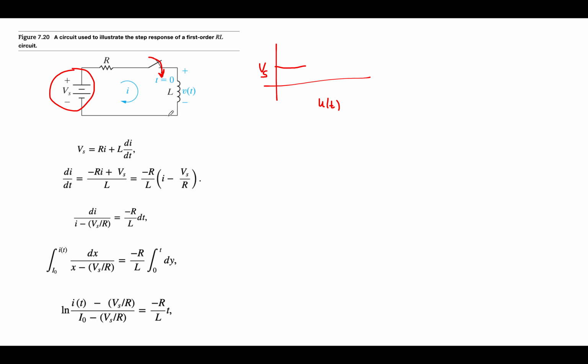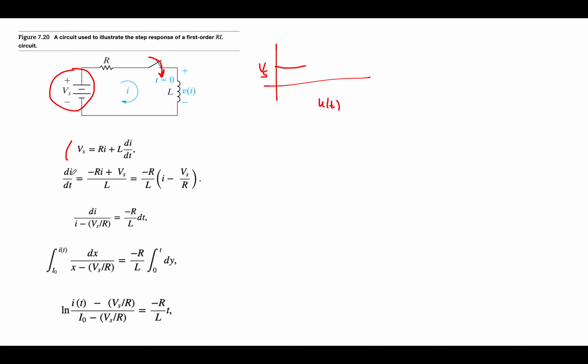So let's go through and look at the mathematics because I think that might be a little bit easier to understand. So we close the switch and then we write a mesh equation or a KVL equation around this loop with the switch closed. So if everything were on the same side of the equal sign, we would have minus Vs plus I times R plus L dI/dt. Moving the source voltage over to the opposite side of the equal sign, we end up with this equation.